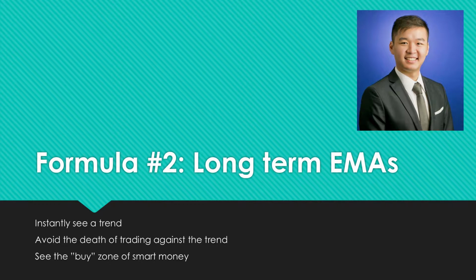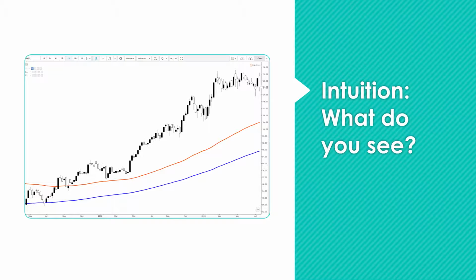I know a lot of big dogs use long-term EMAs just because they're reliable and it can be potential support. But our goal is to use long-term EMAs to see the trend. So notice I use long-term EMAs. I don't use short-term EMAs because that's not what we're trying to do.